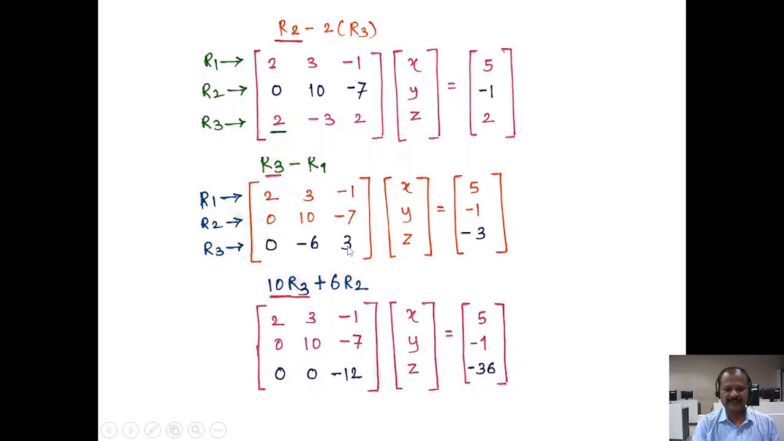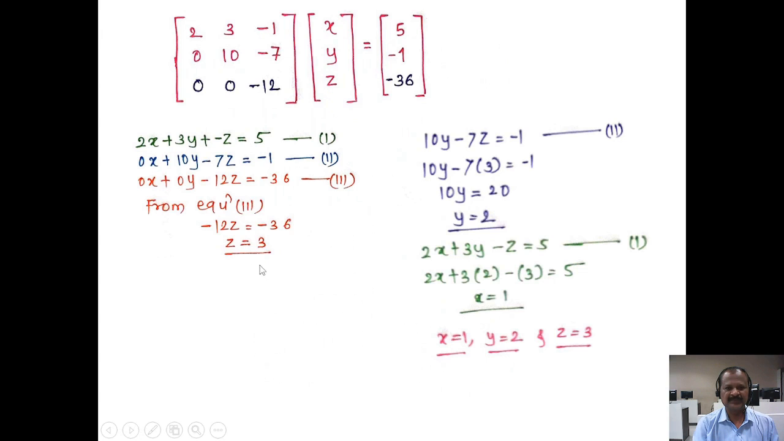For this the multiplication factor is 10. So 10 into 3 is 30, plus 6 into minus 7 is minus 42, so it is minus 12. So 10 into minus 3 is minus 30 and here it is minus 6. So addition will give here minus 36. Now this element is a 0. So this is called an upper triangular matrix. So you can see here, now this is 0, this one is 0 and this one is 0.